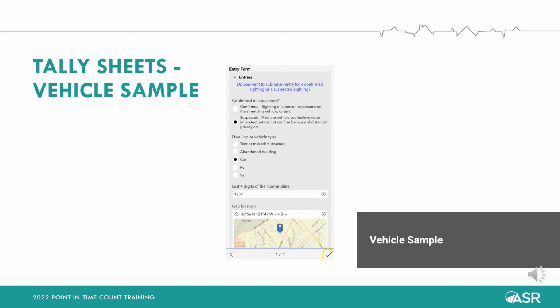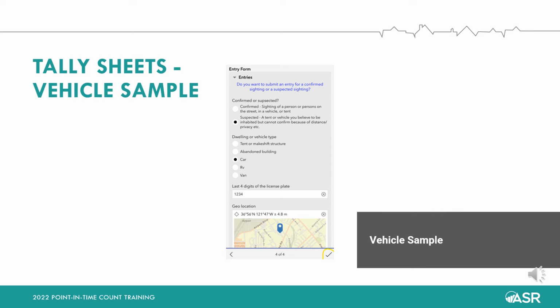If you find a car, RV, or van that looks inhabited based on signs detailed in the previous slide, but you cannot determine how many persons are residing in the vehicle, you start by pressing Suspected under Confirmed or Suspected. Next, under Dwelling or Vehicle Type, you would bubble in Car, RV, or Van, depending on what type of vehicle it is.